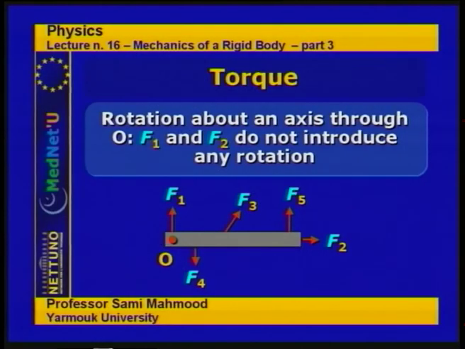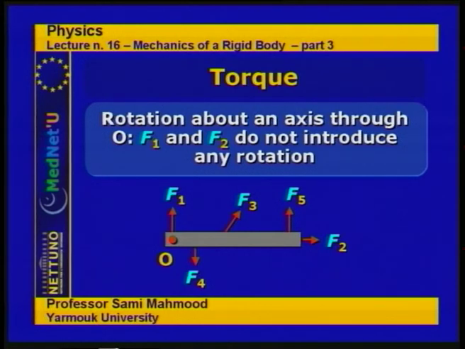And that is why, for example, F1 has no rotational effect, because the distance between the line of action of the force F1 and the pivot point, or the axis of rotation, which goes through the pivot point O, is 0.